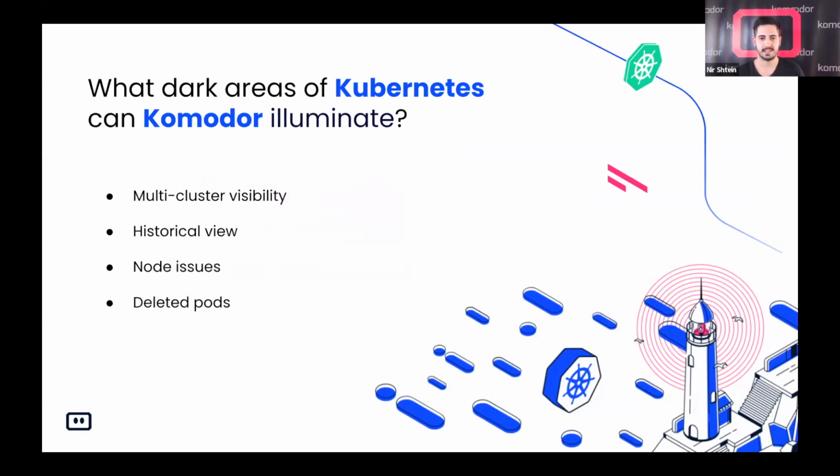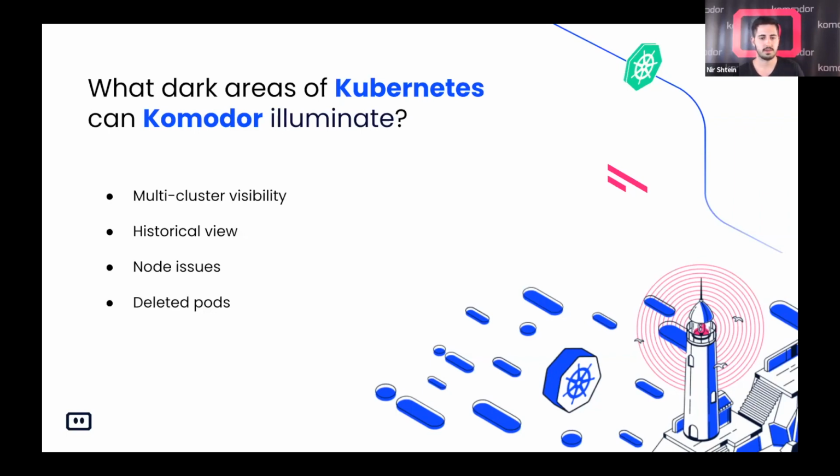And the second thing is that Kubernetes is stateless. It doesn't remember what happened yesterday, it doesn't remember what happened a week ago, and not what happened a month ago. And I will show how Komodor can draw a timeline over all my events.